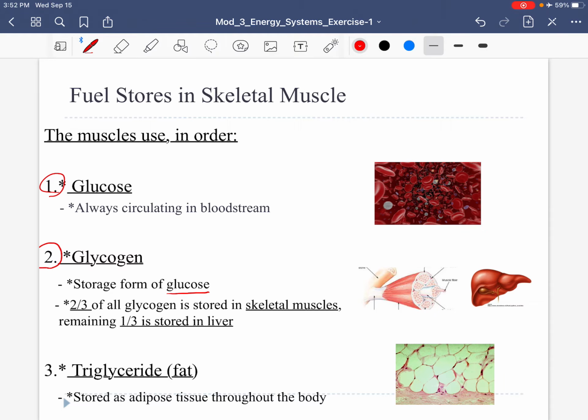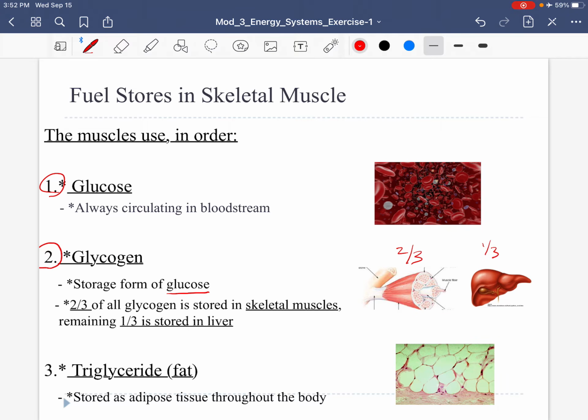This is really important. These are huge energy sources. We have a ton of glycogen. Not really a metric ton, but we have a lot. Make sure that you know where we store glycogen. It's really convenient because we store 2/3 of all of our glycogen right there in the skeletal muscle. So we have stored energy right there. All we have to do is grab it and break it down back into glucose.